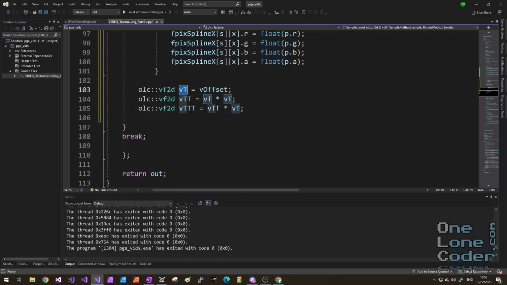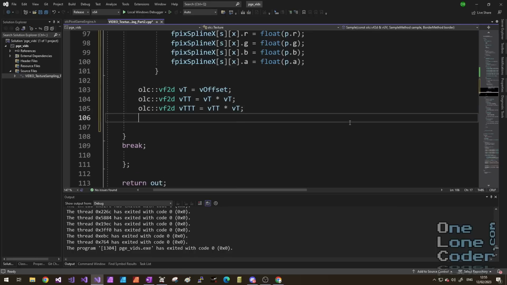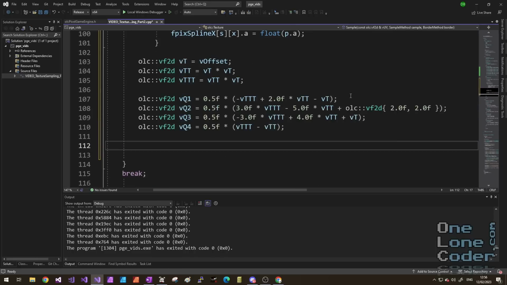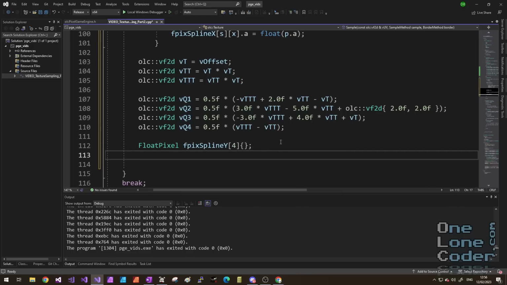So my vt here is the t value in both x and y independently. It goes without saying then that my t cubed value gives me the t cubed value in x and y independently too. I went through the basis functions on the slides, but I've just implemented them directly in code here. Q1, Q2, Q3 and Q4. The 16 points that we used originally were to calculate 4 final control points to do a cubic interpolation in the y-axis. So I need these 4 final points storing in my floating pixel type.